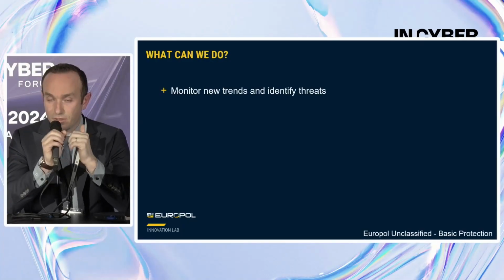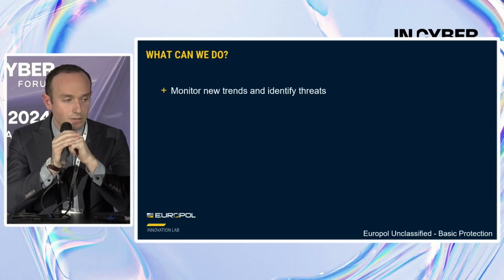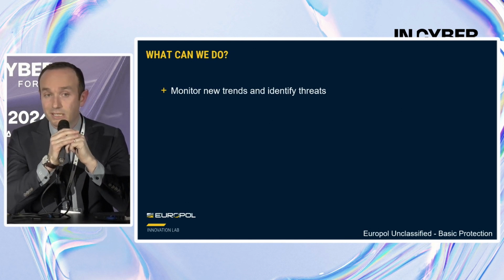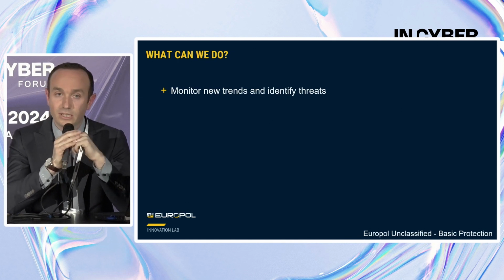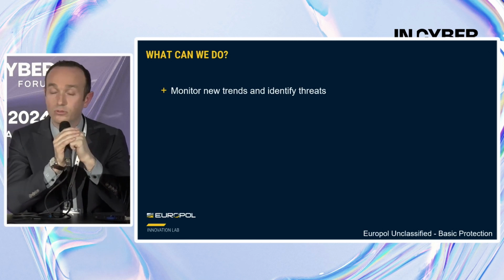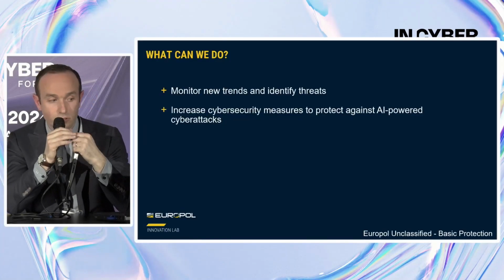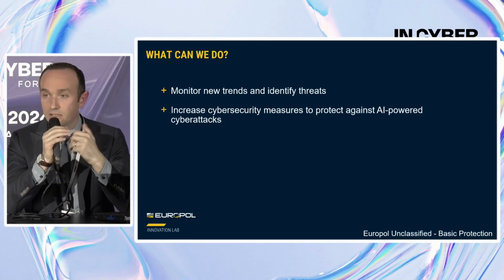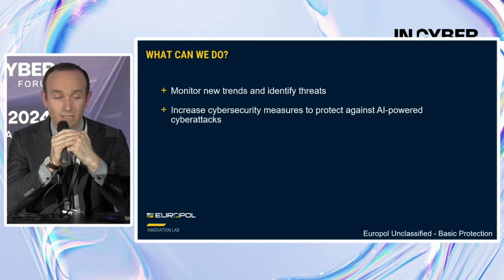okay, we have this new technology, it's amazing. How are we going to use it for ourselves? And how are criminals going to use it against us? And if you try to put yourself in the shoes of a criminal, you can do it actually quite easily and try to say, okay, I could do this like that. I couldn't do it in the past, now I could do it. Okay, so I identify a threat, so now I can maybe deploy some cybersecurity measures to try to protect against this kind of AI-powered cyber attacks.